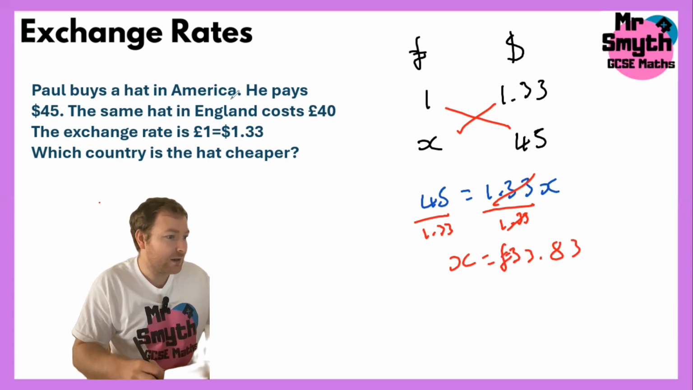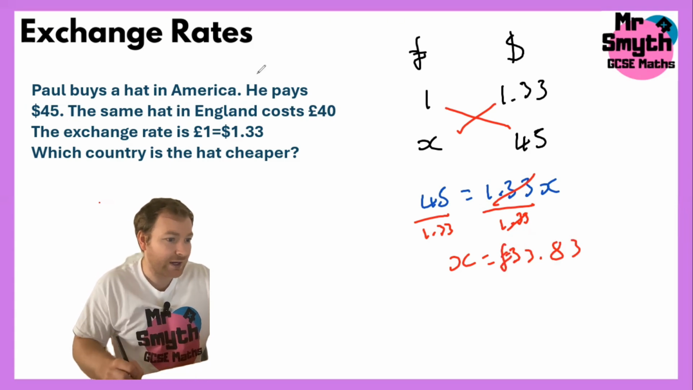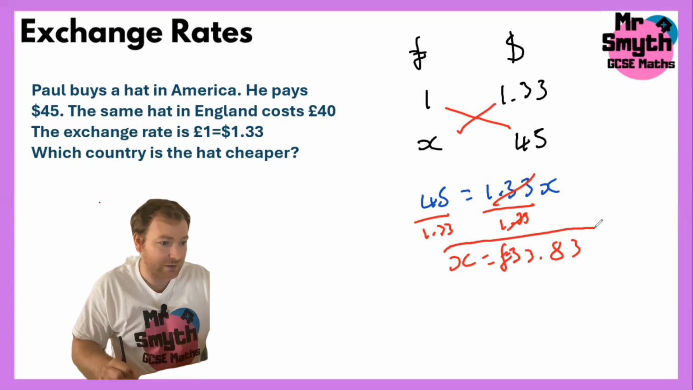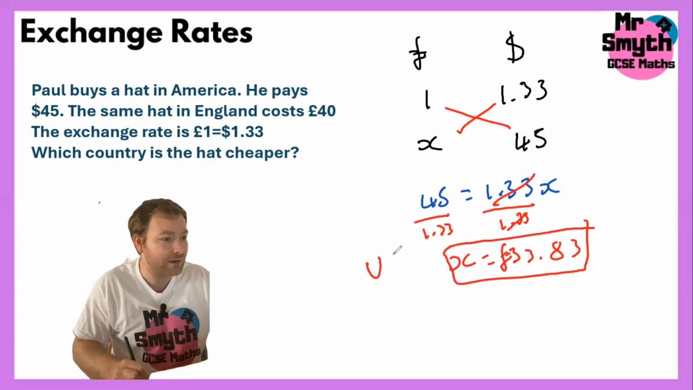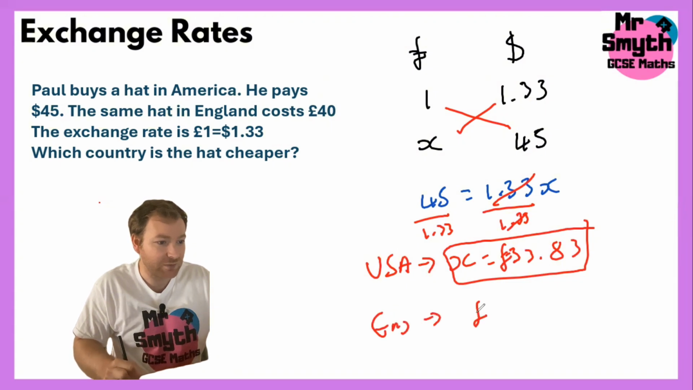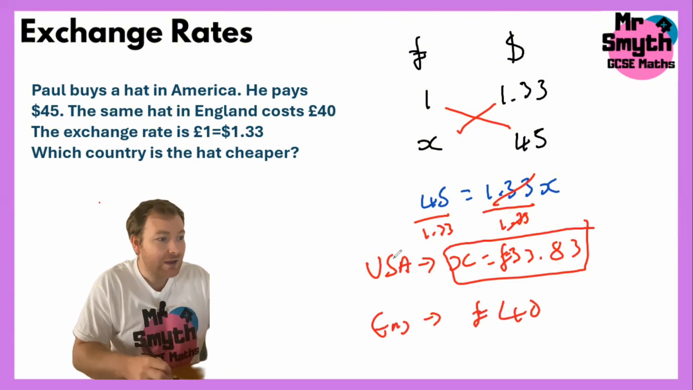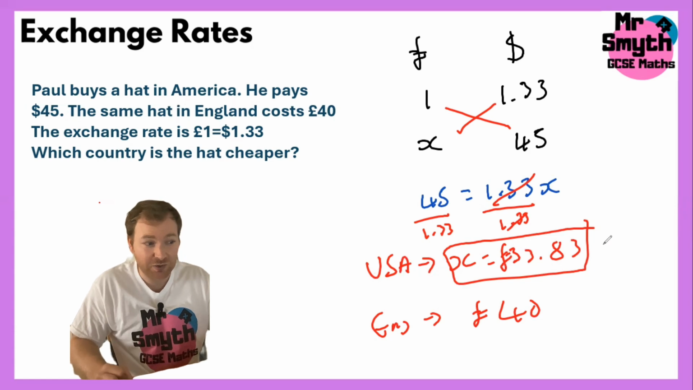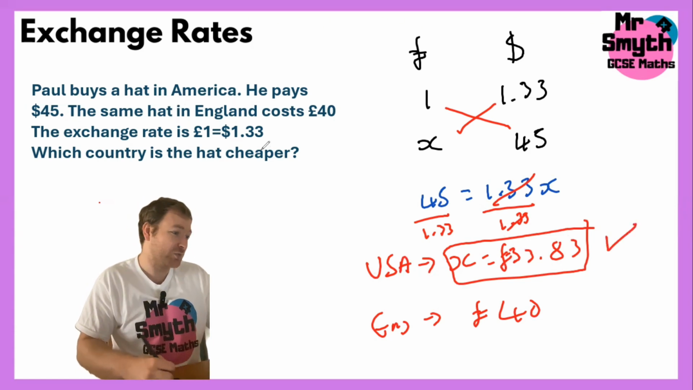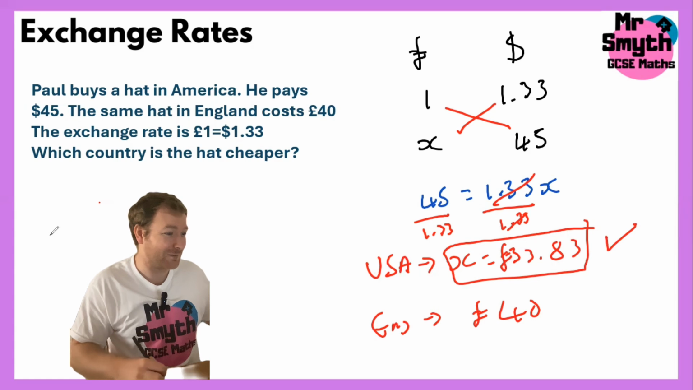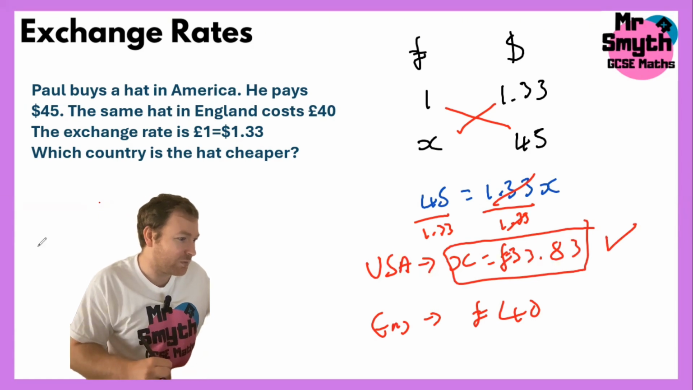So in America, this hat is this price. So the American hat is this price. Let's put USA. That's the American price. And then in England, the price is £40. So we can see clearly that the American hat is cheaper, so it's cheaper to buy it in America. Although it's probably not wise to fly away to America to buy a hat for that much cheaper.